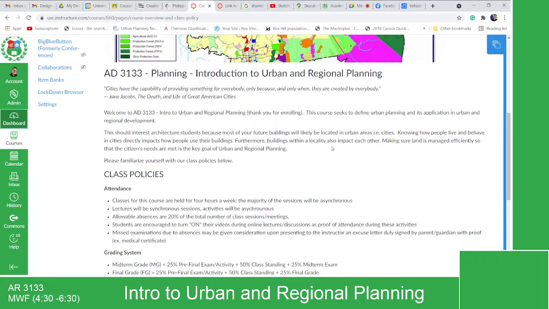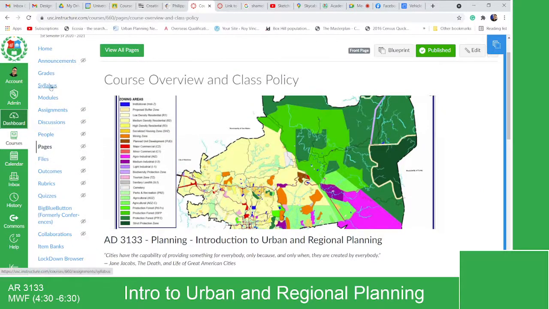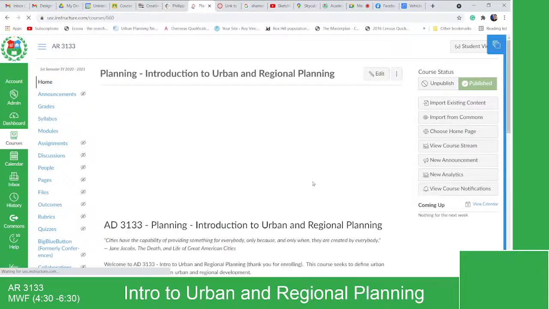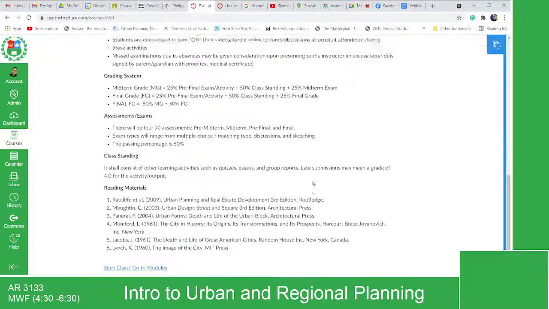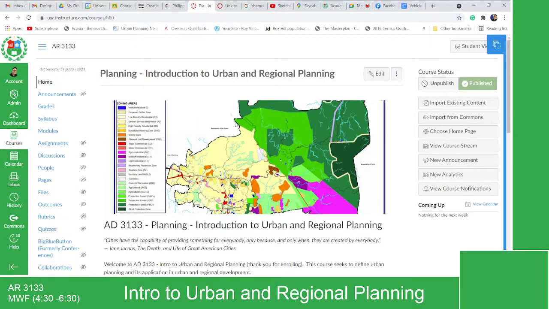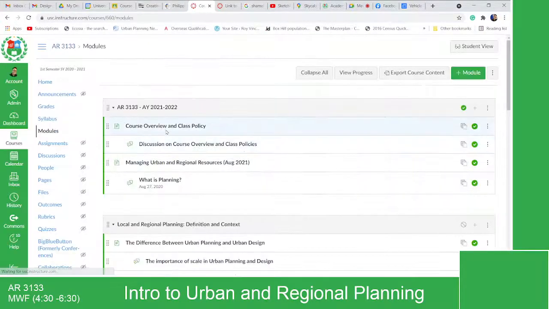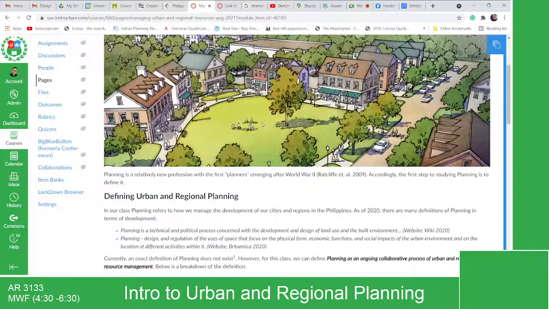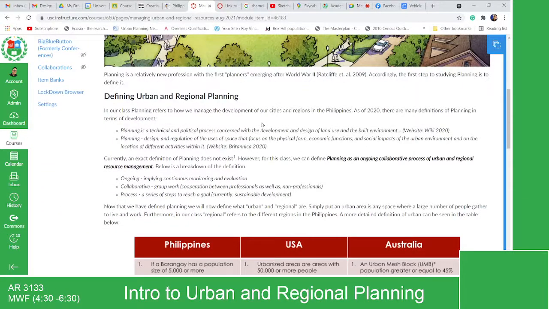Okay, so what else here? I'll just show you what I have for the syllabus so far. Nope, this is not the one. Oh, okay. So to orient you guys, this is the modules on managing urban and regional resources. So let this serve as a quick introduction, or look into what is urban and regional planning.